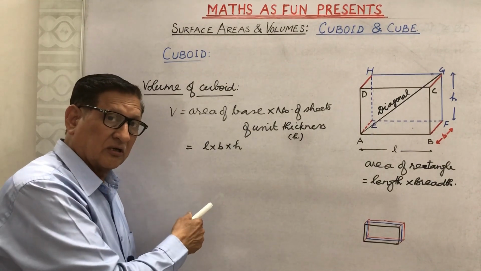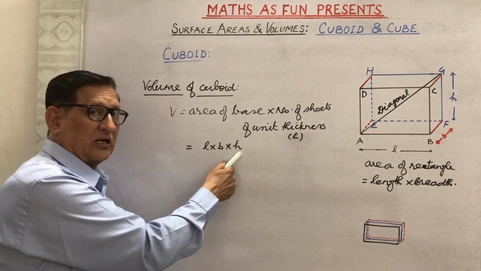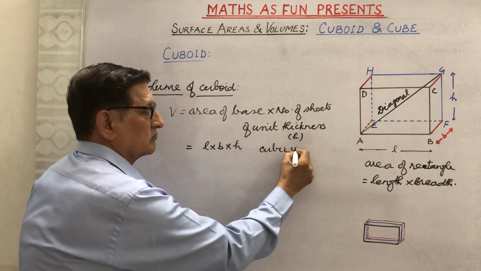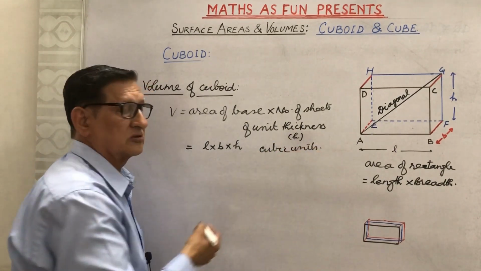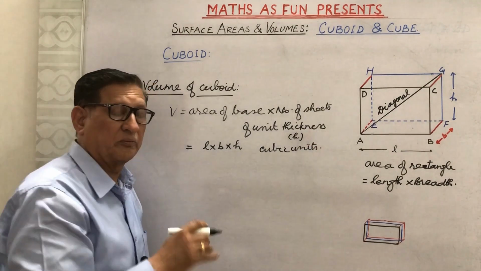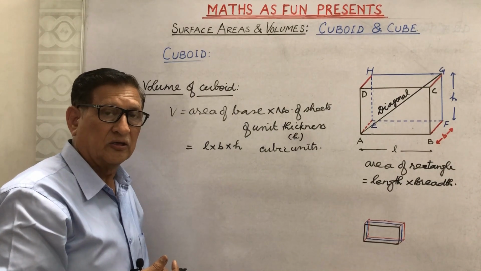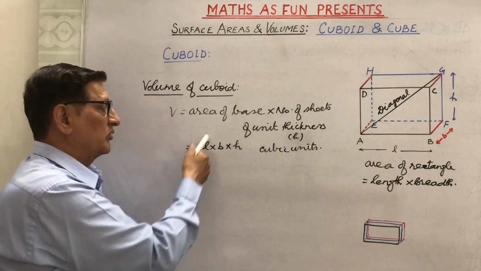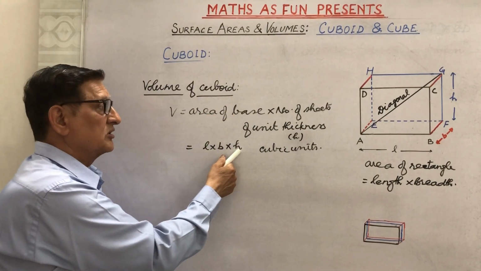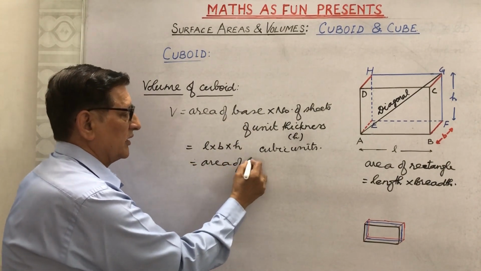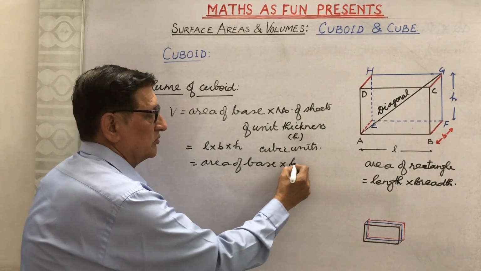And since a unit has been multiplied 3 times, it will be in cubic units. Cubic units like centimeter cube or meter cube, etc. So the formula for the volume of a cuboid becomes L into B into H, or we can say area of base into height.